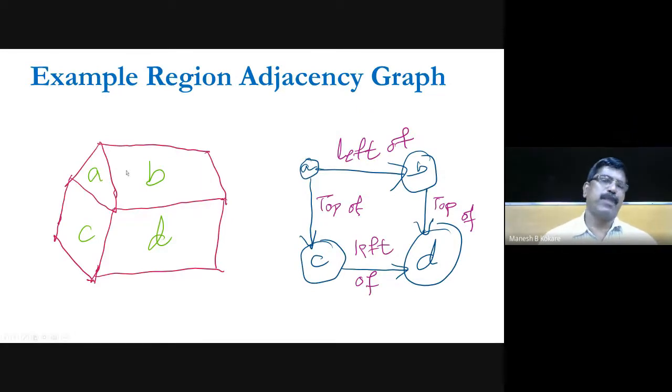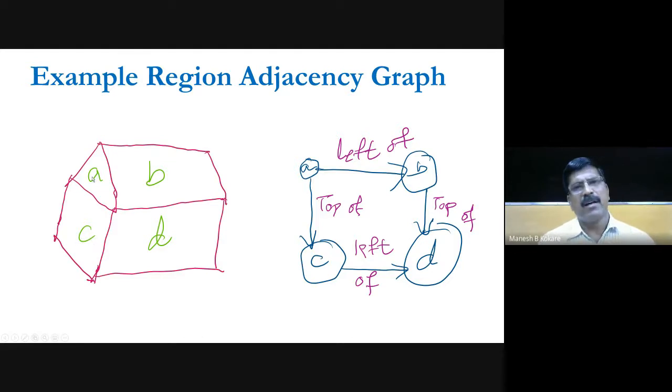For example, this is a simple house. This is one region which I have named A. This is the roof of that house, which I have represented as B, and this is the front wall of the house, which I have represented as region D, and this is a side wall of that house, which is represented as C.